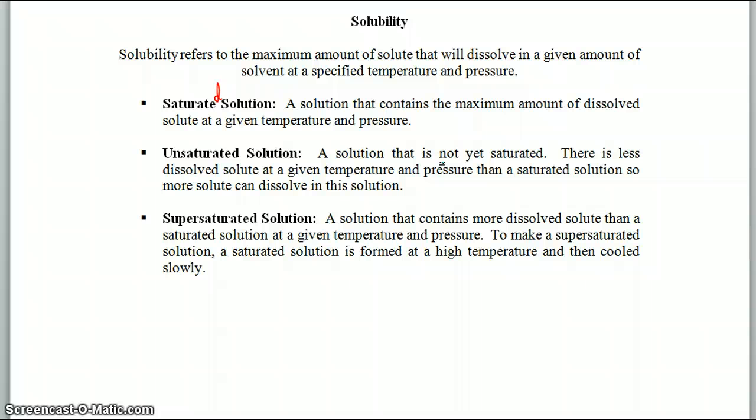Unsaturated solution means that you have not yet reached that maximum amount of solute that can be held within your solution. And then supersaturated means that the solution actually contains more than a saturated solution. What you do in order to make that happen is to heat the solution up a lot in order to make the solute dissolve, and then you cool it down very slowly so that the solute will still stay in solution.